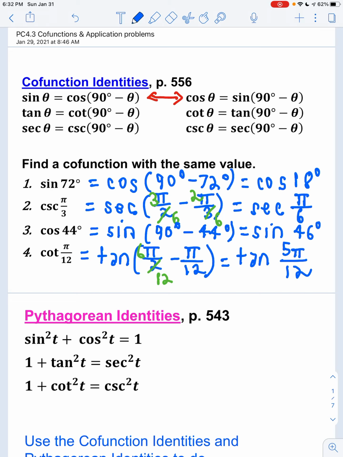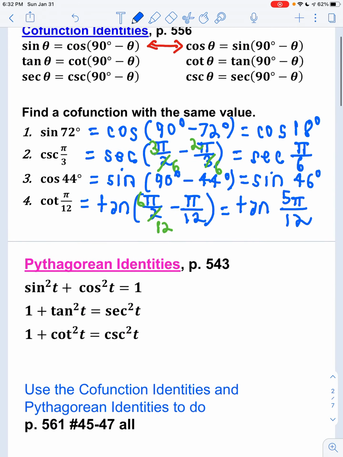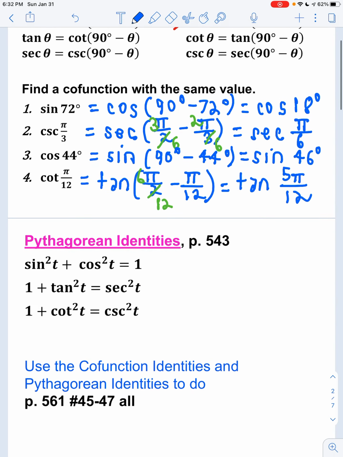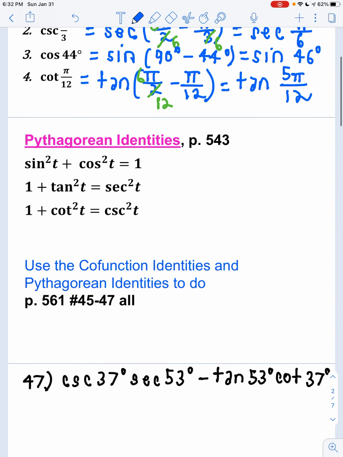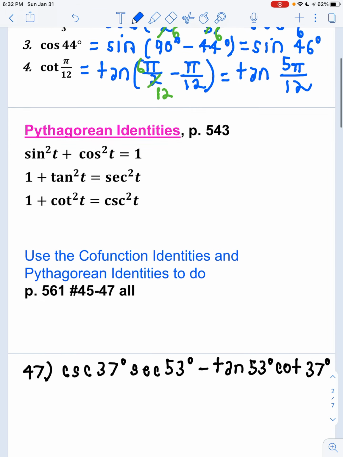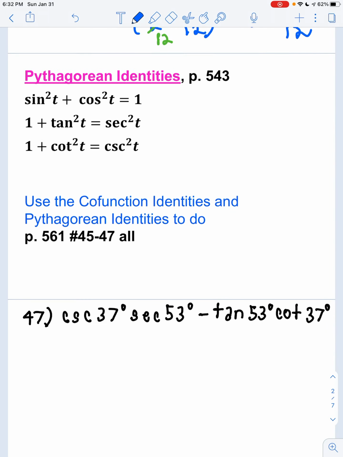So hopefully that makes sense to you, and you just have to make sure you know which trig ratio is a cofunction with the given trig ratio. Pythagorean identities. I'm going to actually show you a problem here using both a cofunction and a Pythagorean identity. So we have 3 Pythagorean identities. You're not going to be asked to do a lot with this, but I do want to see that you understand how I can use them.